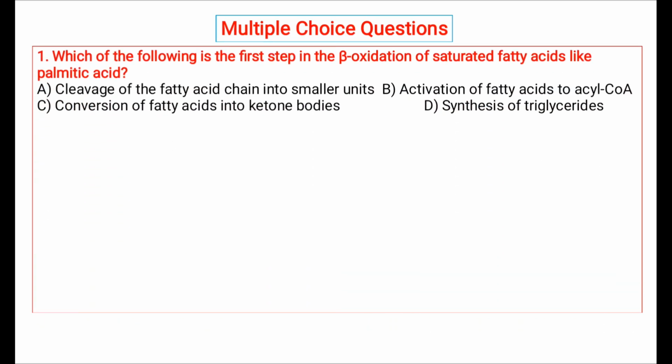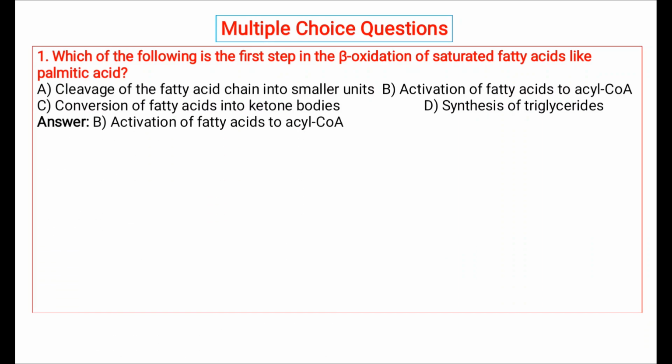Let's discuss the multiple choice question. Which of the following is the first step in beta oxidation of a saturated fatty acid like palmitic acid? A. Cleavage of fatty acid into smaller units. B. Activation of fatty acid into acyl-CoA. C. Conversion of fatty acid into ketone bodies. And D. Synthesis of triglyceride.